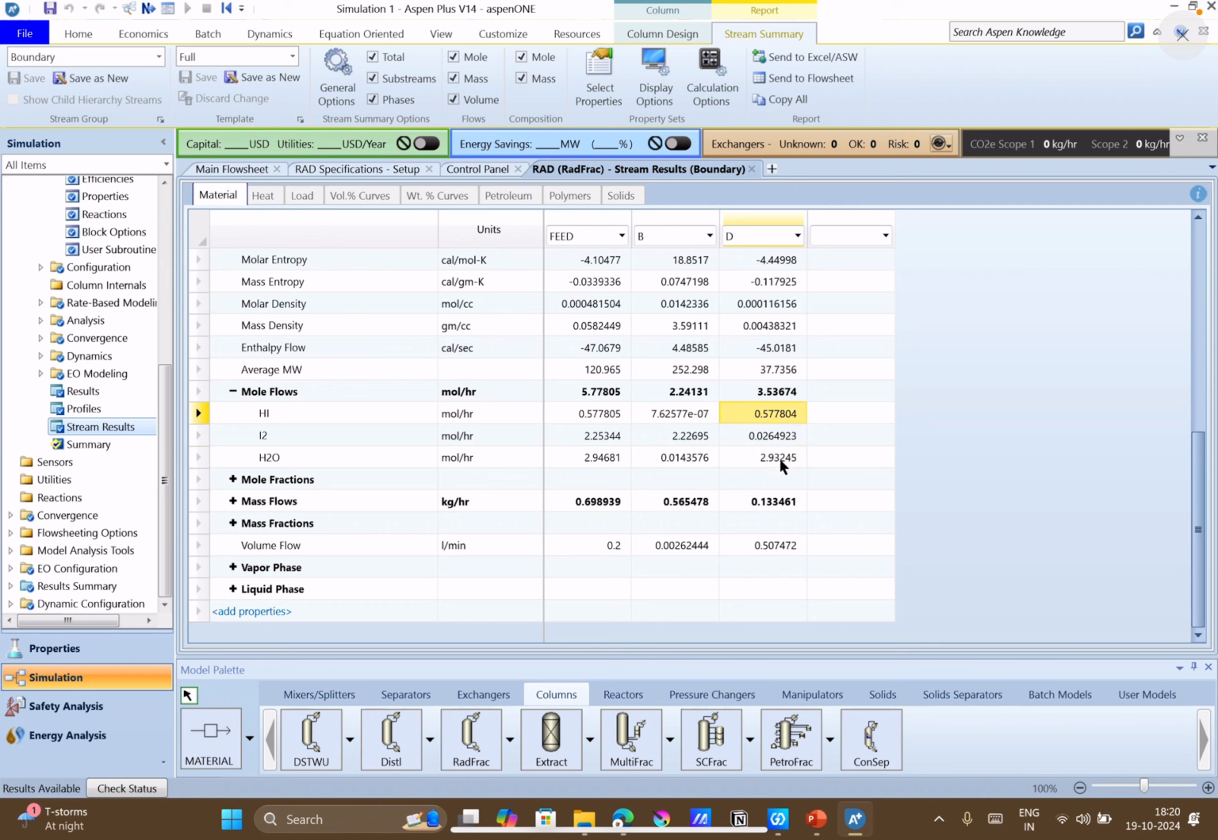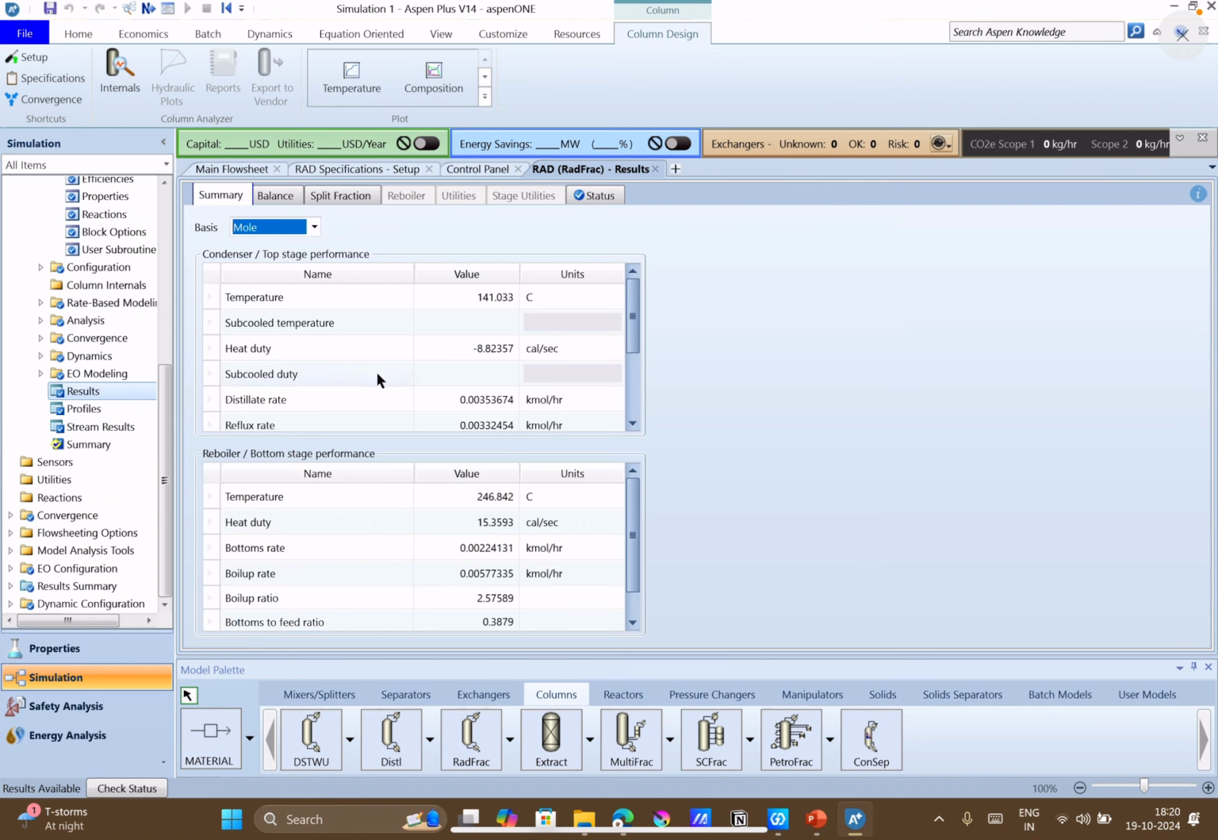In this problem no further separation of HI and H2O is asked, but after that you can have another column to separate HI and water. Here you can see almost from 2.253 to 2.226, almost 100% separation of I2 has happened. Similarly for HI and H2O also, complete separation has happened. If you see these stream results, let's look at the balance.